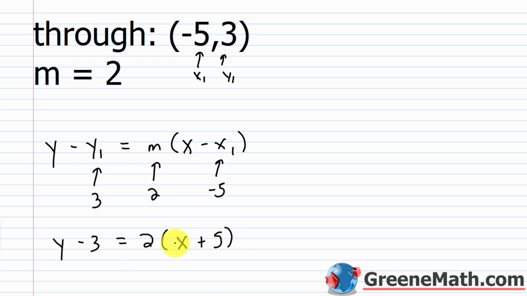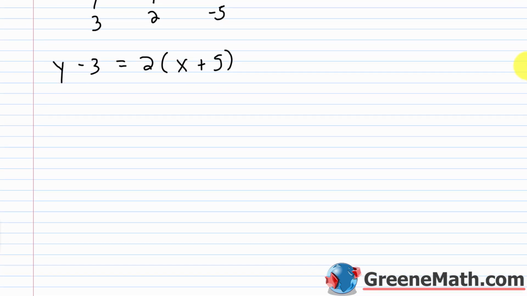So this right here is called point-slope form. So if you're asked for that on a test, that's where you could stop, right? This is the point-slope form. But we're asked to go further and put this in slope-intercept form, which means we want to solve for y, right? We want y on one side of the equation by itself.